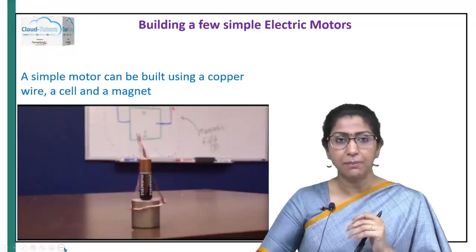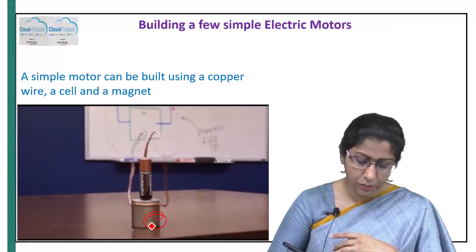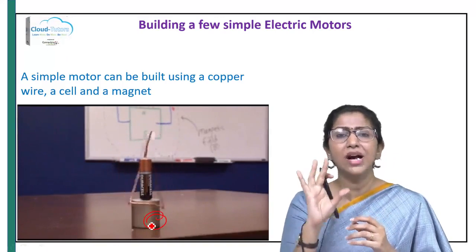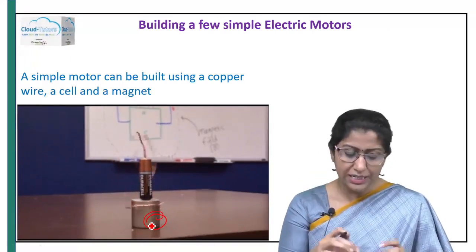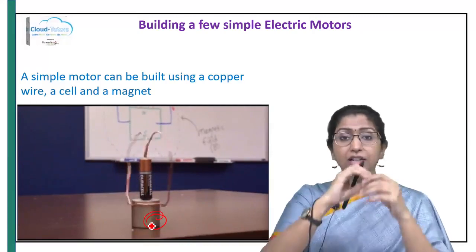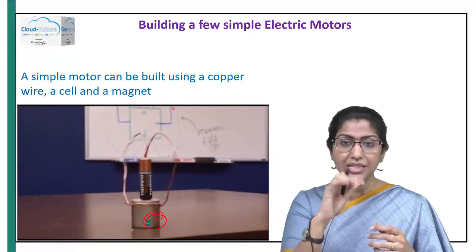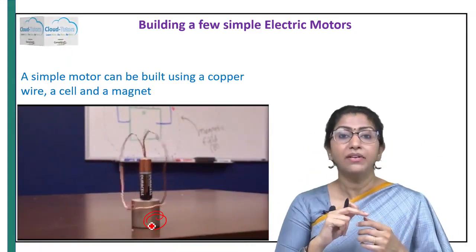So here is an example. All you can see here is a huge magnet on top of which we have kept one simple Duracell, right? This cell is kept on top of it, and the copper wire is wound in such a fashion that it is in contact with the cell. Hence, the current starts flowing through the copper wire.